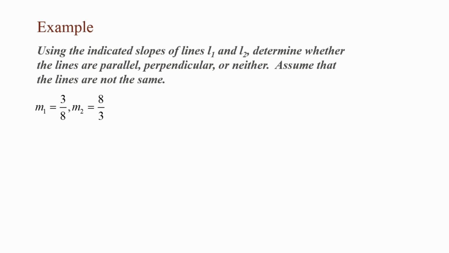In this example, we're using indicated slopes of L1 and L2 to determine if our lines are parallel, perpendicular, or neither. M1 is 3 over 8, M2 is 8 over 3. 3 over 8 is not equal to 8 over 3, so we can rule out parallel. 3 over 8 times 8 over 3 is equal to 24 over 24, which is +1, so we can rule out perpendicular. So our answer to this one is neither.